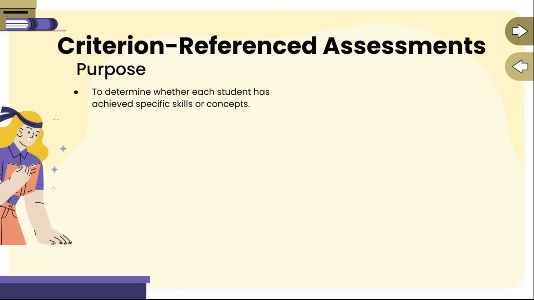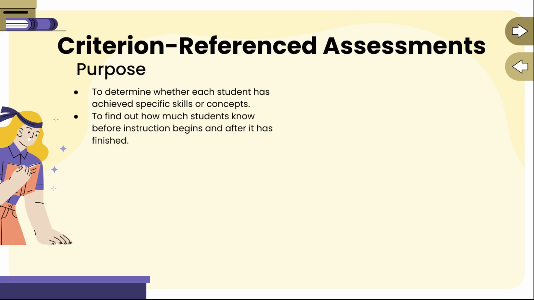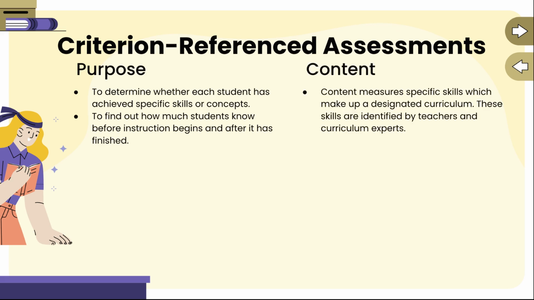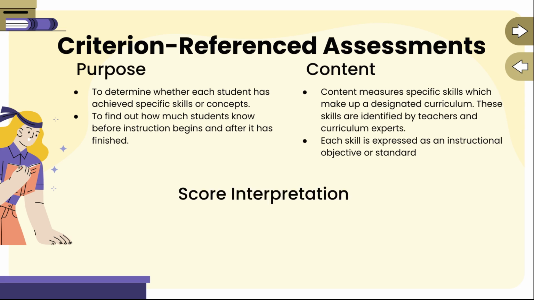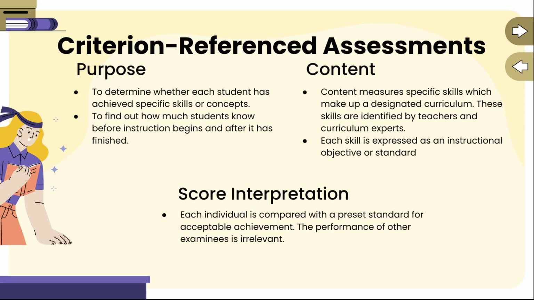The purpose of these is to determine whether or not your student has achieved specific skills or concept mastery, and it can help determine what they know before instruction begins as well as after they've finished. And the content measures those specific skills designated by a curriculum, usually from the teacher or a curriculum expert or the district, and they're expressed as an instructional objective or standard. And the scores are interpreted as either proficient, meeting the standard, or below standard.